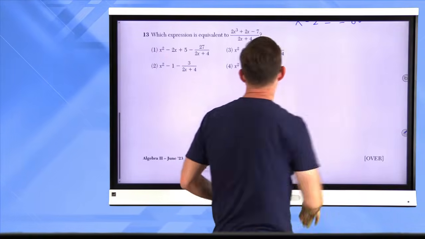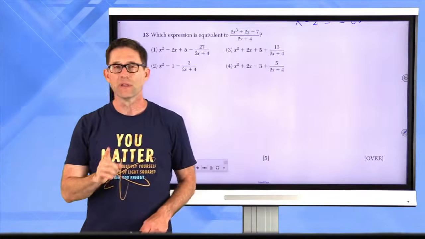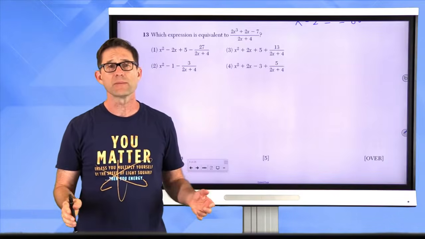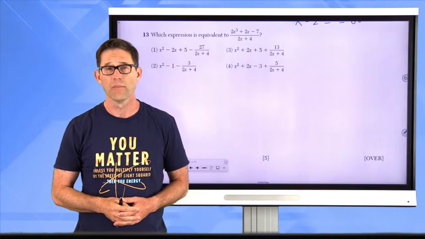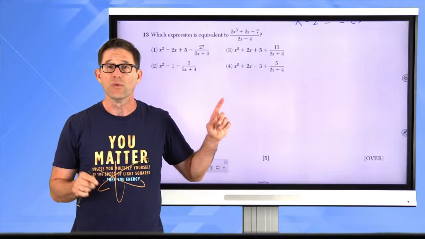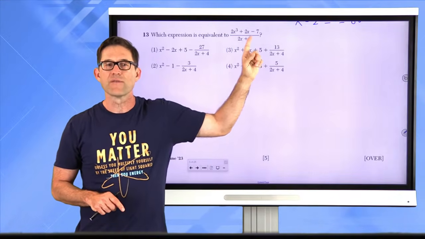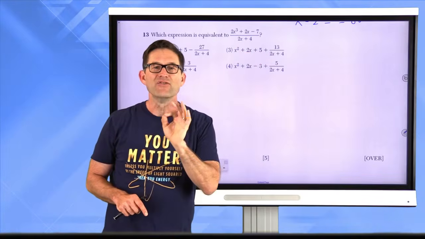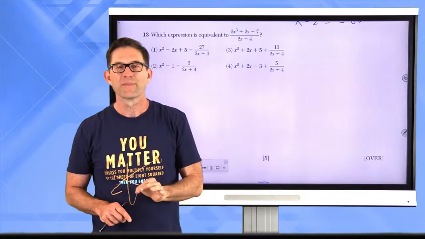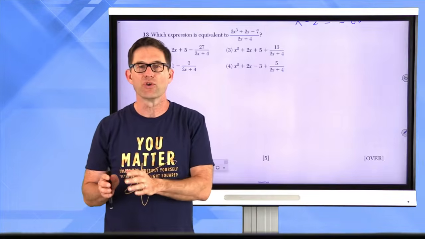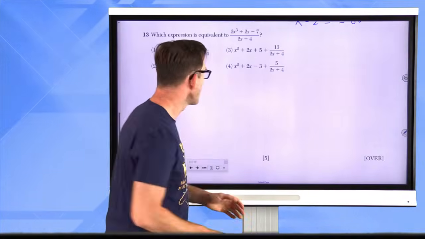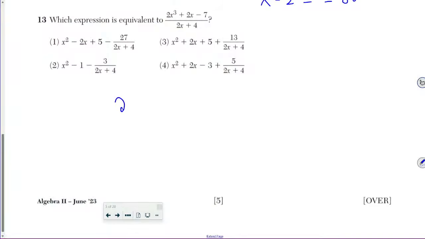And again, I'm going to get rid of that. Now, one of the things that they did that was a little bit tricky in this problem, and a very similar problem showed up on our last review a year ago, and they didn't do this, is that notice the numerator is 2x cubed plus 2x to the first minus 7. They don't have an x squared term there, but you need to have it in order to do polynomial long division. So what I'm going to do is write the following down.